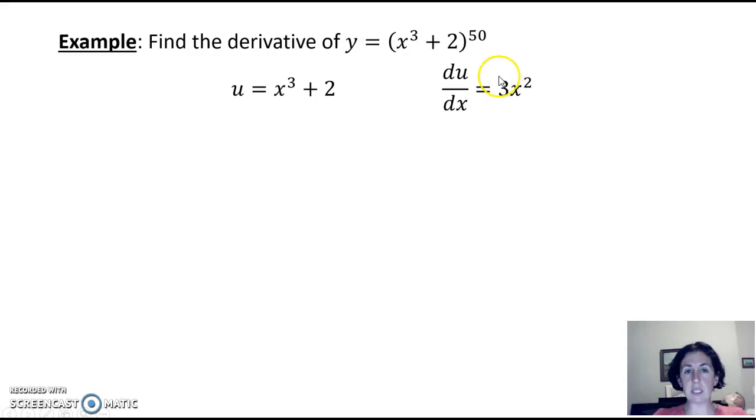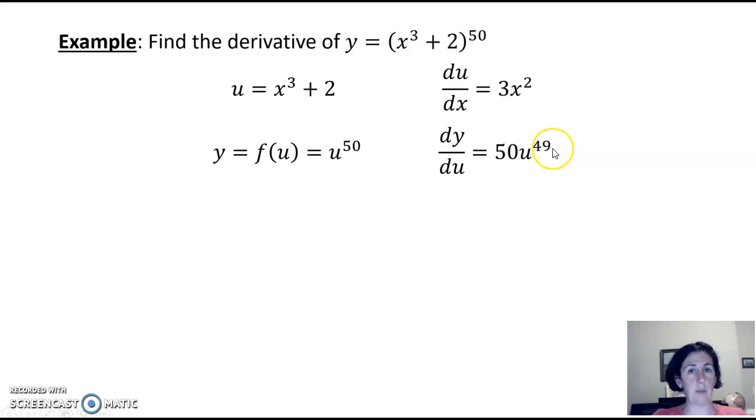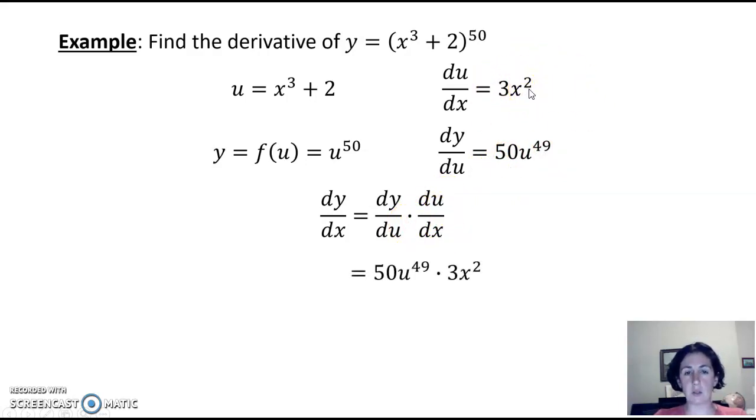And then my outside function, which is a function of u, I called this u. So my outside function would be u to the 50th. And then the derivative of y, that outside function, with respect to u, would be 50u to the 49th, just using the power rule. So now the derivative of y with respect to x, as we said earlier, would be the derivative of y with respect to u, right here, times the derivative of u with respect to x, right here. So I'll substitute those in.